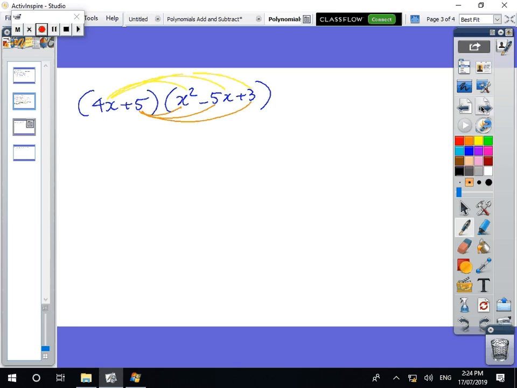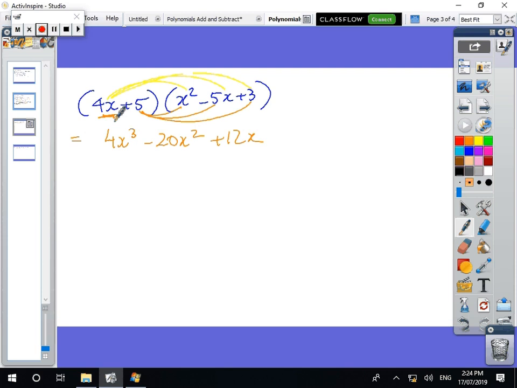Okay, so we've got the same example as before. We're just going to do the first 4x multiplying through. So 4x times x squared is 4x cubed. 4x times minus 5 is minus 20x squared. 4x times 3 is 12x. So there's your 4x being multiplied through.